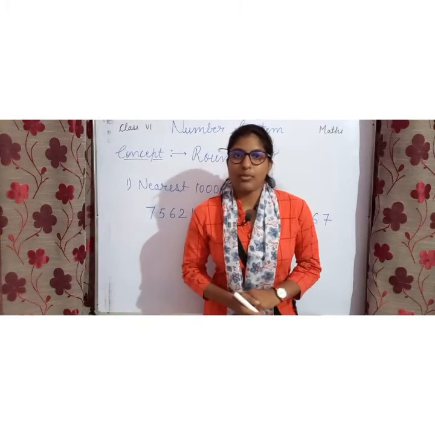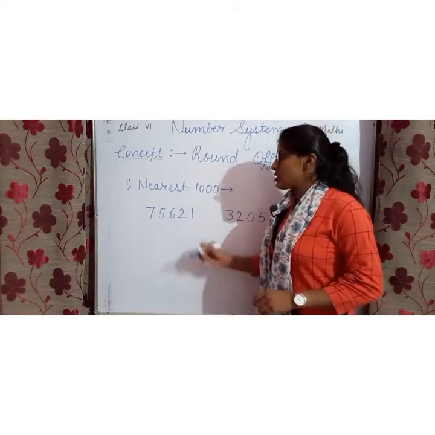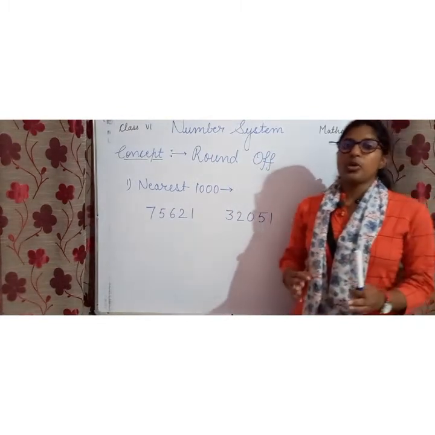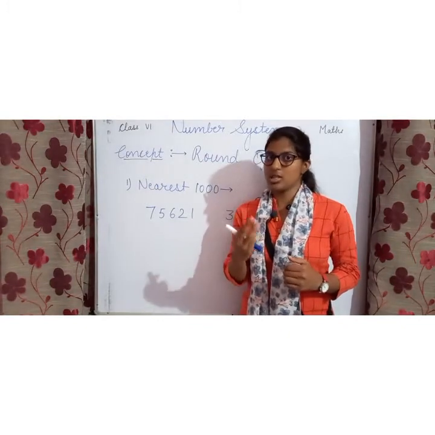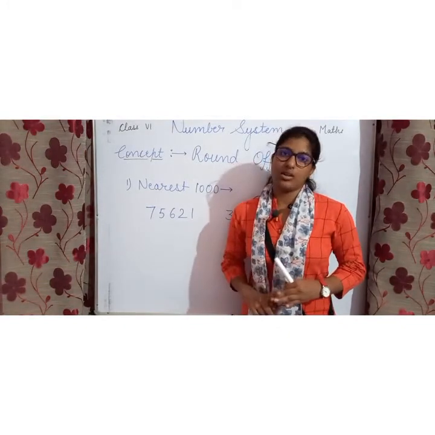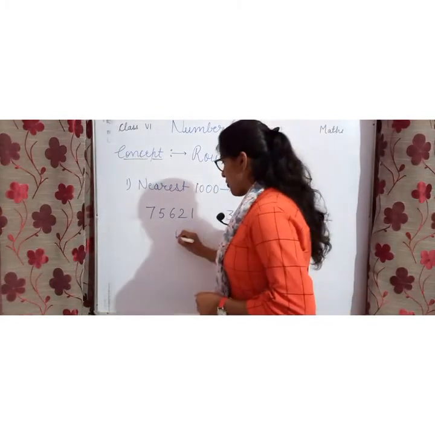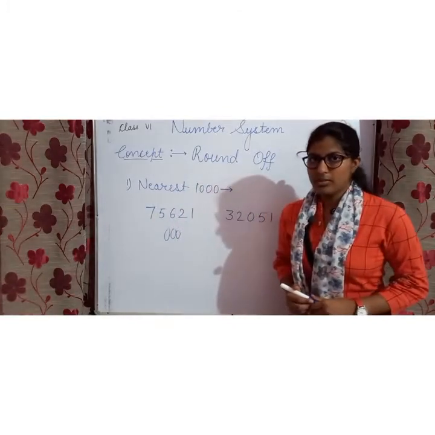So let's see some examples. First example is 75,621. Rule number 1, we put 3 zeros. Nearest 1000 has 3 zeros, so ones, tens and 100. At these 3 places we are putting zeros. Ones, tens and 100. Clear?